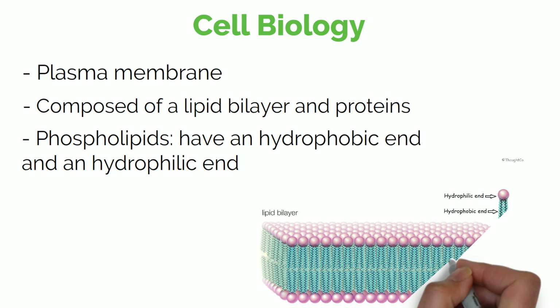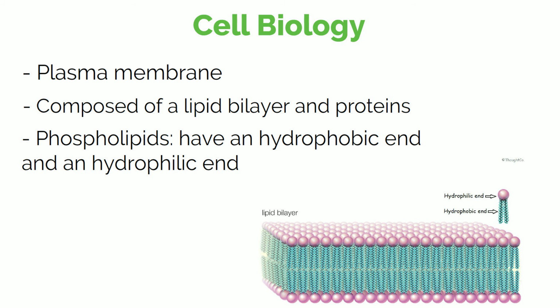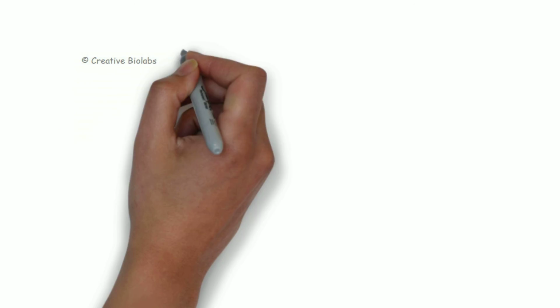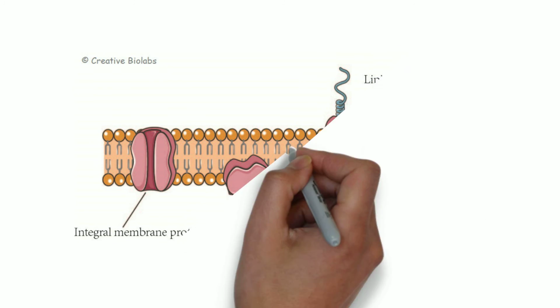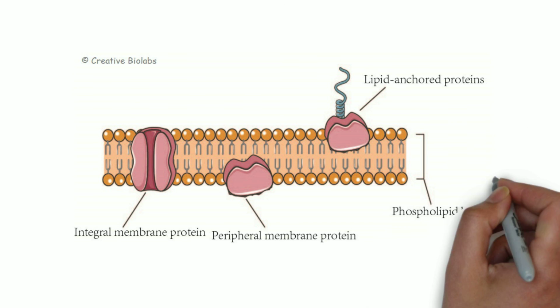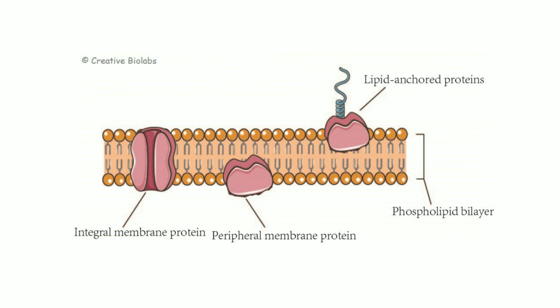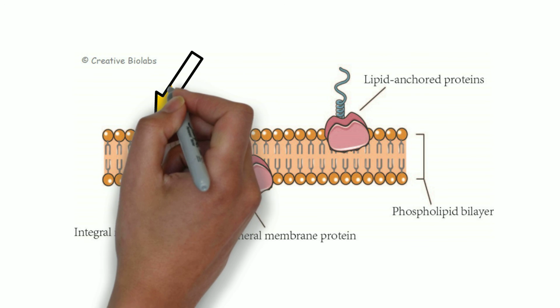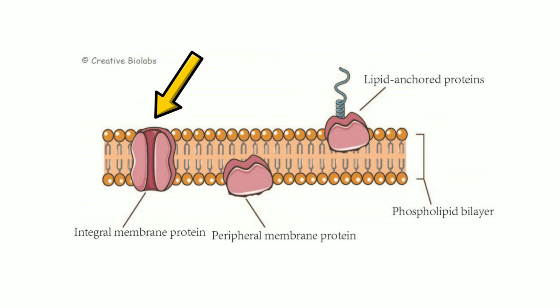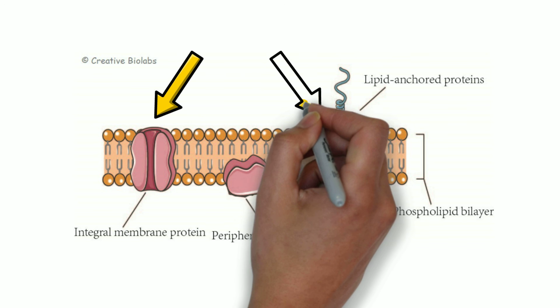This is why it is a bilayer. As you can see from the picture, the hydrophobic ends face each other and the hydrophilic ends face the outside and the inside of the cells. The proteins in the membrane can either cross it from one end to the other, in which case they are carrier proteins, as they can help carry molecules into or out of the cell. Proteins can also be attached to one of the ends of the membrane.